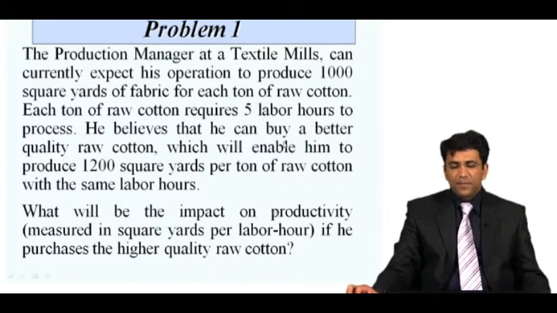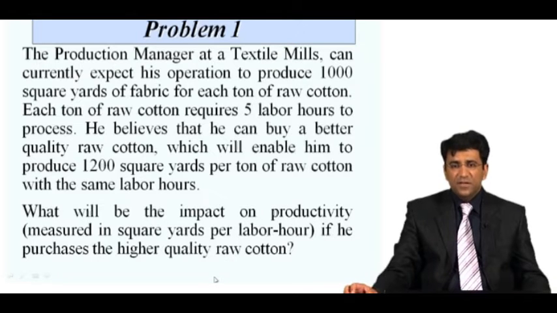He believes that he can buy better quality raw cotton, which will enable him to produce 1200 square yards per ton of raw cotton with the same labor hours. Now students, if he uses the new quality raw cotton, he will be able to increase his output to 1200 square yards. So this is the new output with the use of the better quality raw cotton. What will be the impact on productivity if he purchases the higher quality raw cotton?